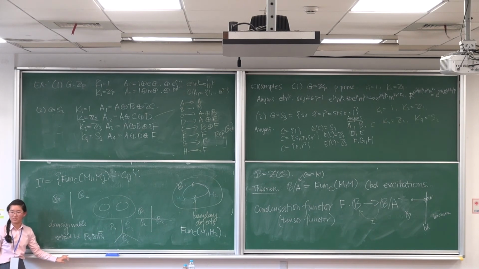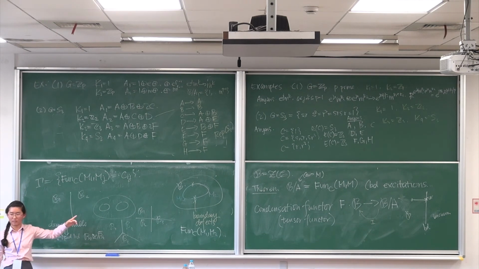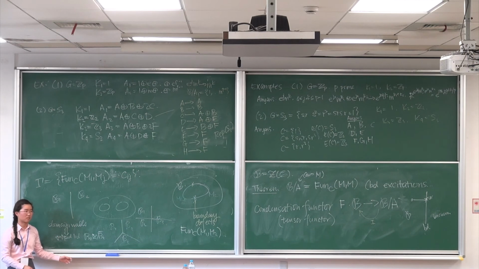Based on the functor category, can you construct any cell? From the Lagrangian algebra, yes, there's a way to construct it. Yeah, because these are a one-to-one correspondence.